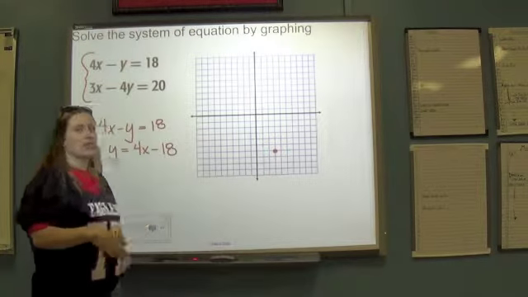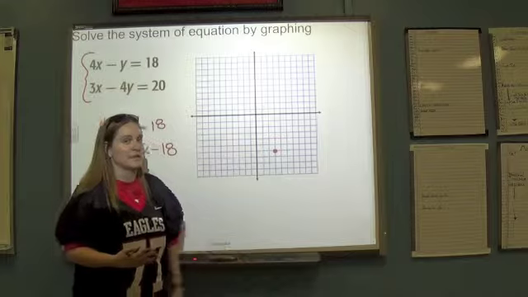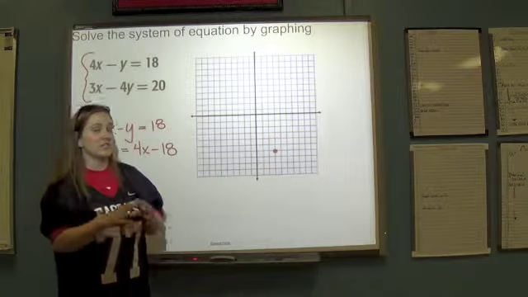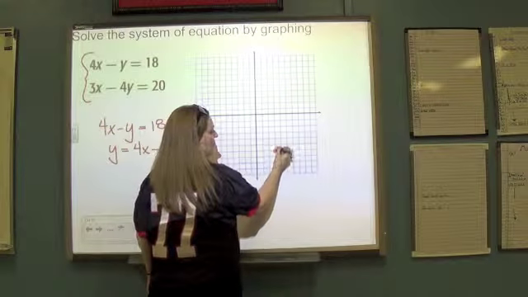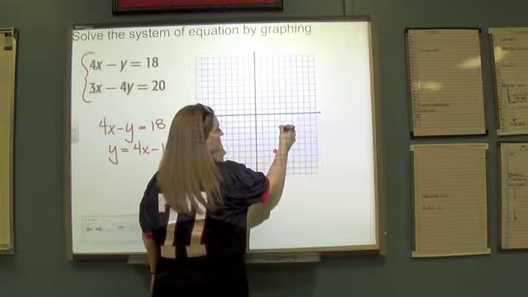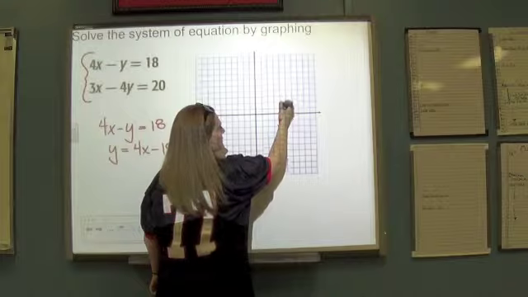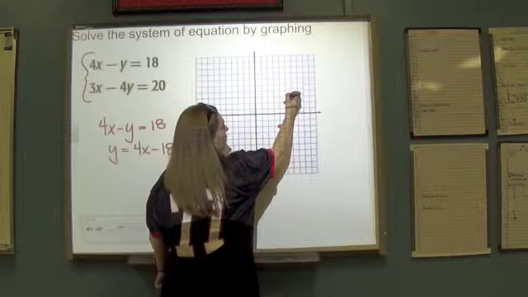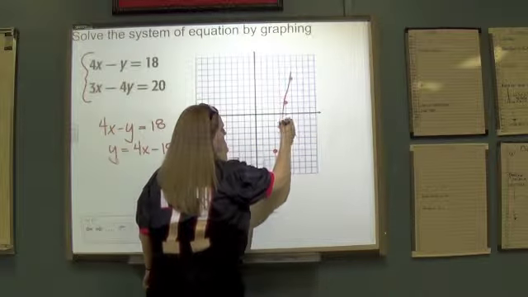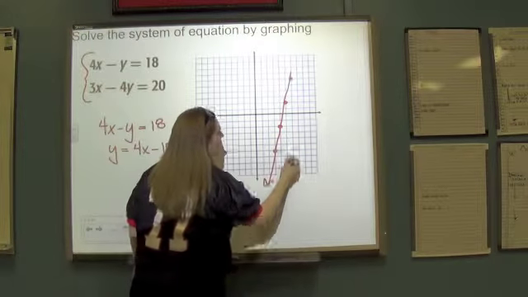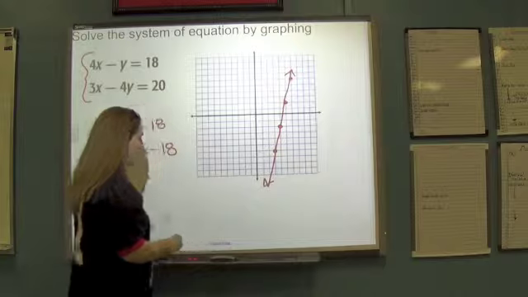The reason I didn't start with negative 18 is because it comes way down here, and when you're graphing systems of equations, the lines need to be pretty straight. So now you can do the slope: up 4, over 1. Up 4, over 1. And then I can draw that line. Hopefully, yeah, that's a pretty bad line. Okay, so that's the first one.